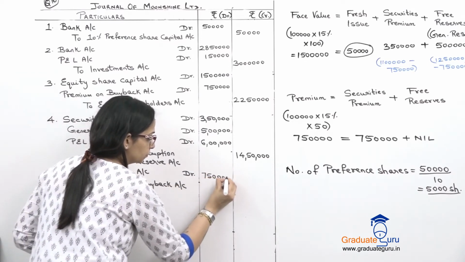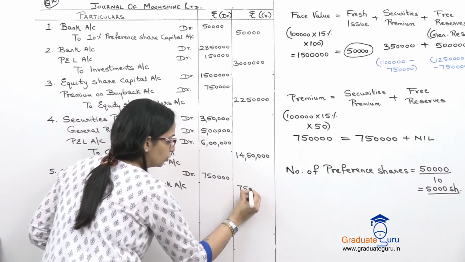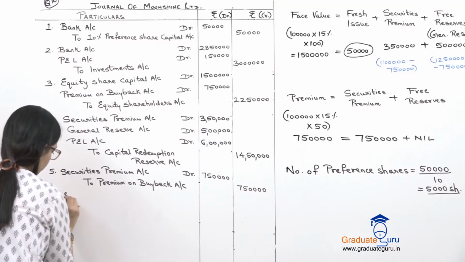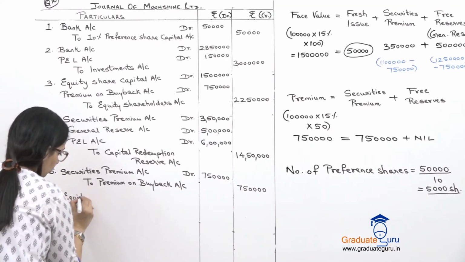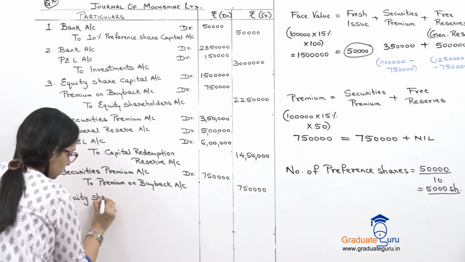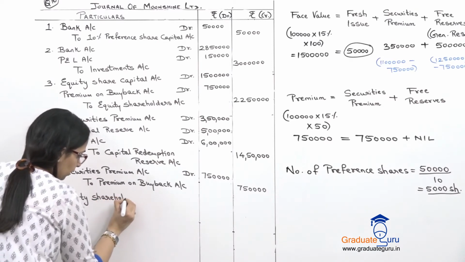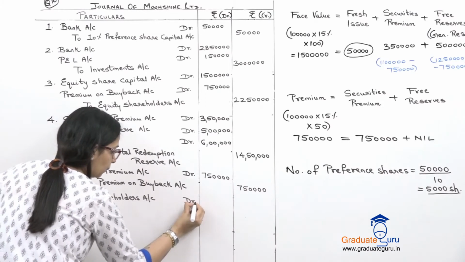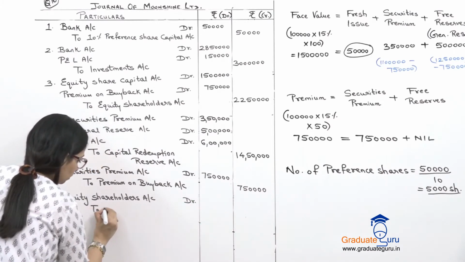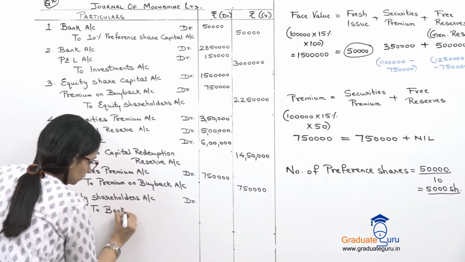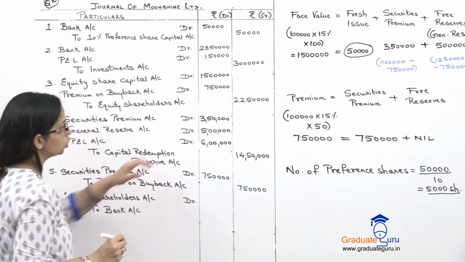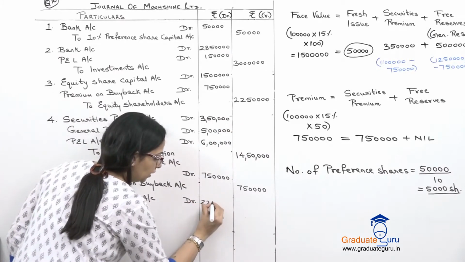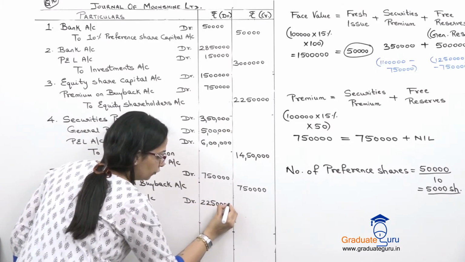$7,50,000. Only one reserve we have used. Then we have our payment. We pay to equity shareholders. So equity shareholders account debit, and we are paying, so it's to bank, with the full amount which is payable to equity shareholders: 22,50,000.